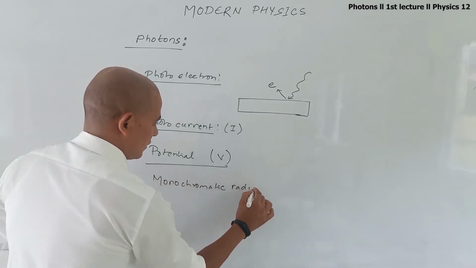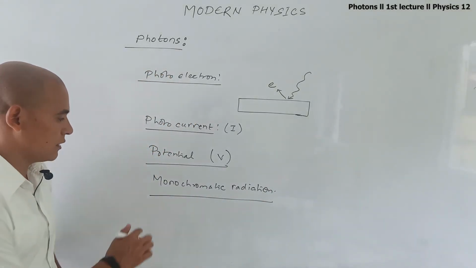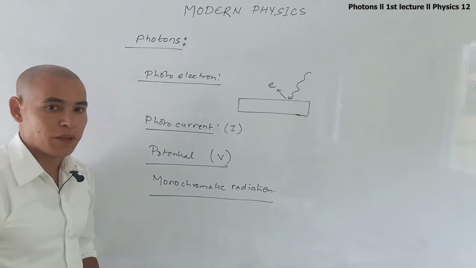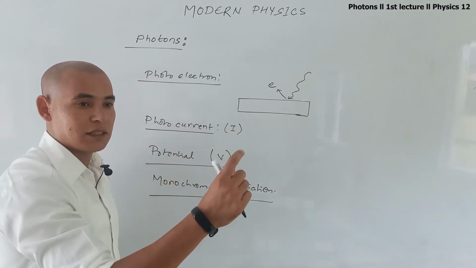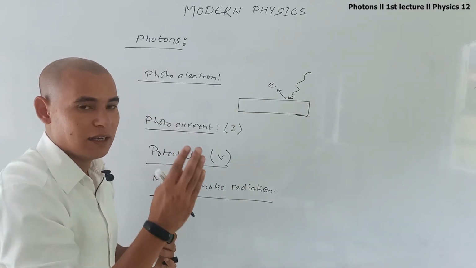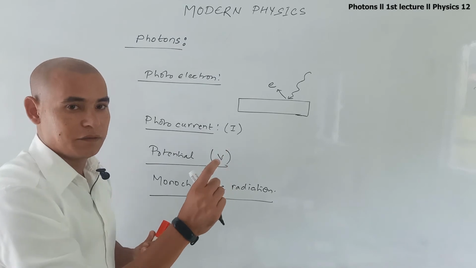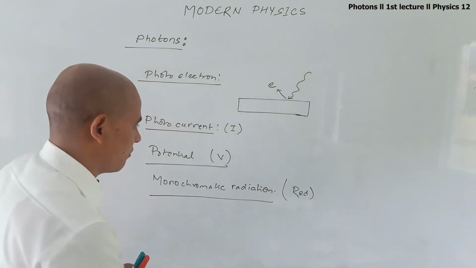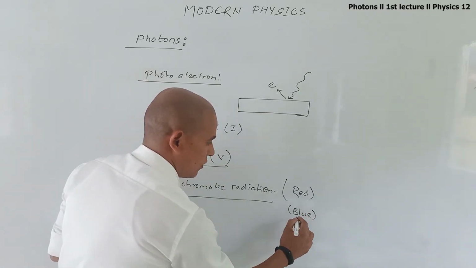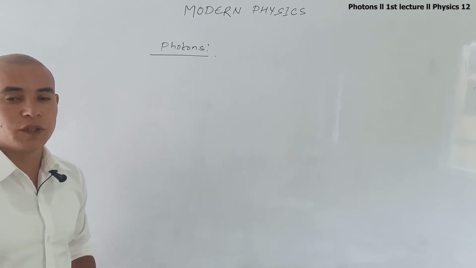Similarly, we have monochromatic radiations. Basically, monochromatic represents a single color. In this chapter, it means the radiation consists of one wavelength. For example, X-rays, ultraviolet rays, or gamma rays, or if we consider the visible rays, just red color having a single color, or blue color radiation, or yellow color radiation. They are known as monochromatic.